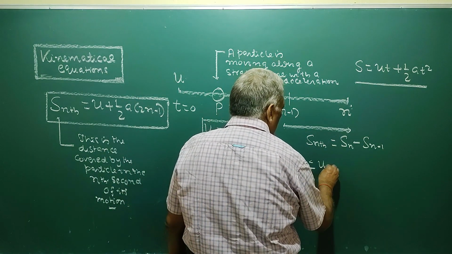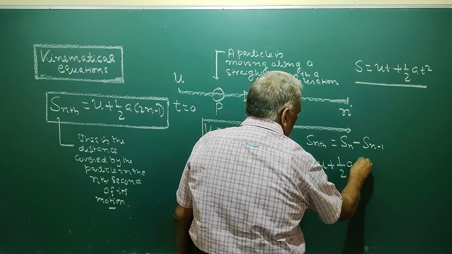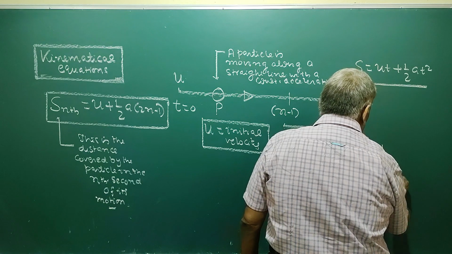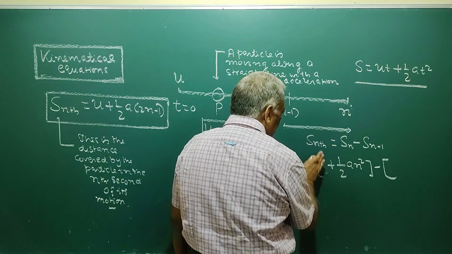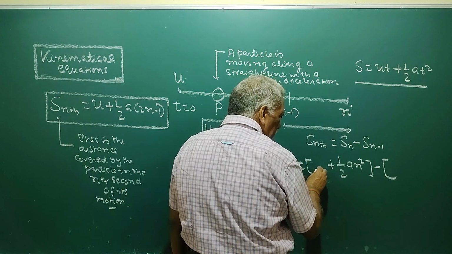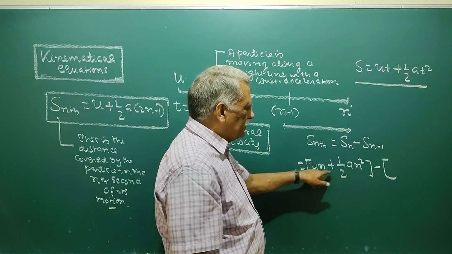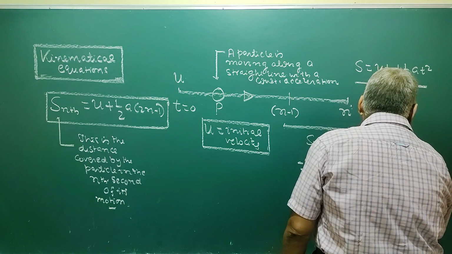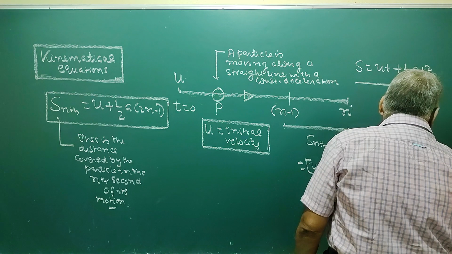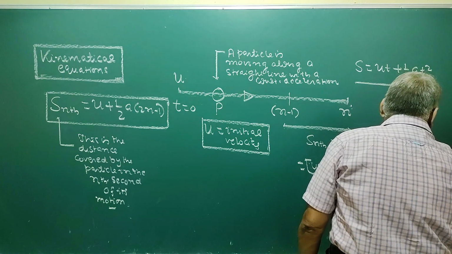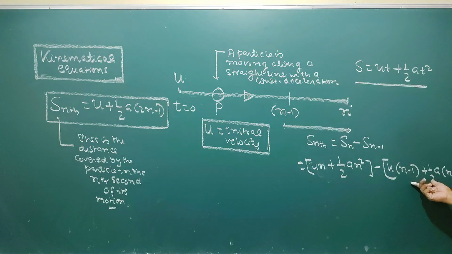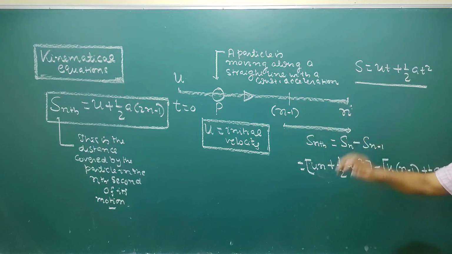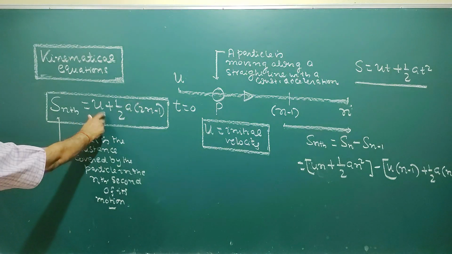इसको हम लिख सकते हैं un प्लस हाफ a n स्क्वायर, राइट? t की जगह n लिख दिया है, और माइनस, यहाँ लिखना होगा u और t की जगह n माइनस 1 और प्लस हाफ a (n माइनस 1) का होल स्क्वायर. देखिए, this is the distance covered by the particle in n minus 1 seconds, and this is the distance covered by the particle in n seconds. ये डिस्टेंस बाहर निकल जाएगा, and this is the S_nth.